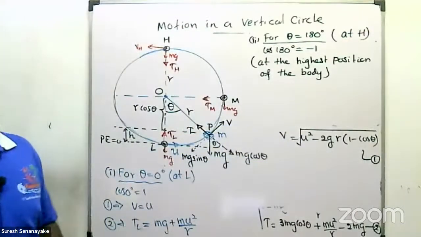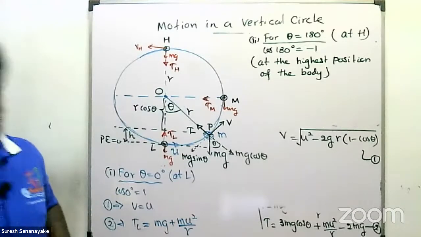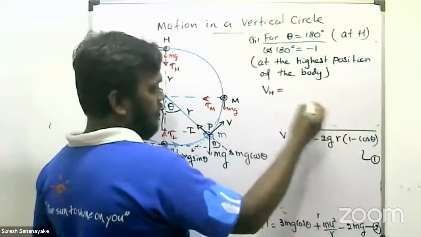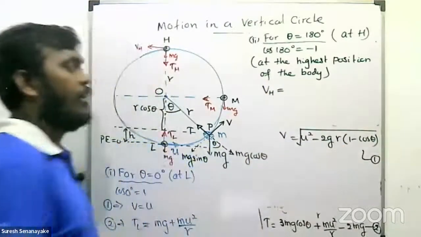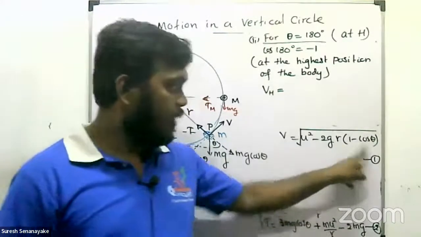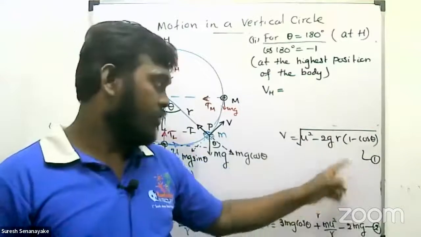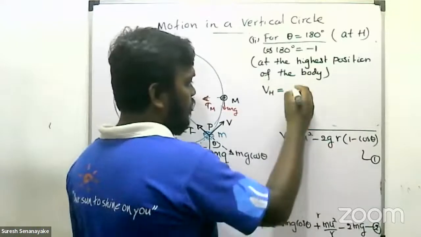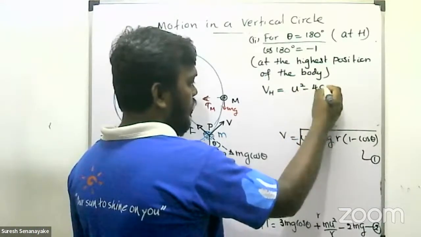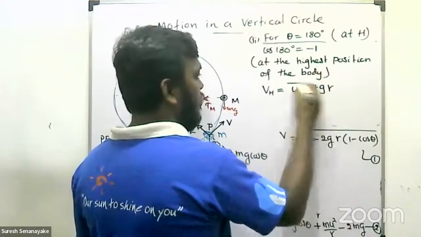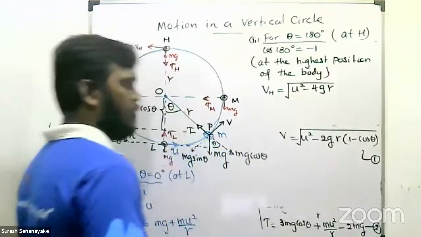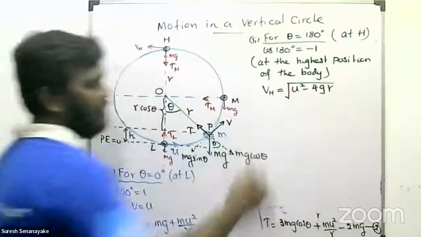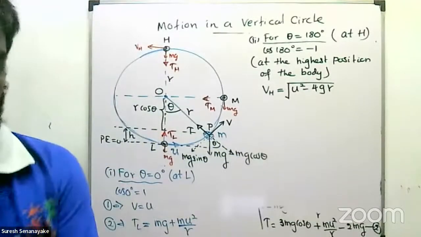And then the velocity you can write, that's VH. Taking cos theta, cos 180, this is minus 1. So minus 1 becomes plus 1. Then 1 plus 1 is 2, 2 into 2 is 4. So then VH you can write as the square root of u squared minus 4gR. Clear? Crystal clear.